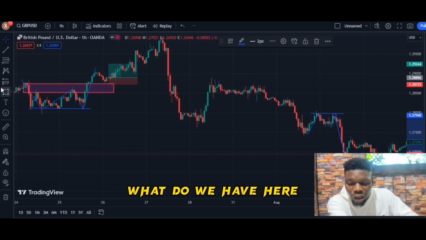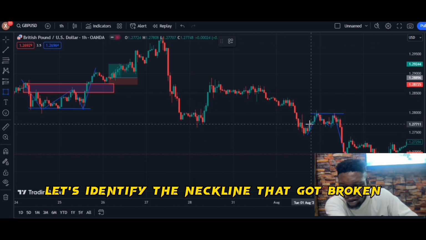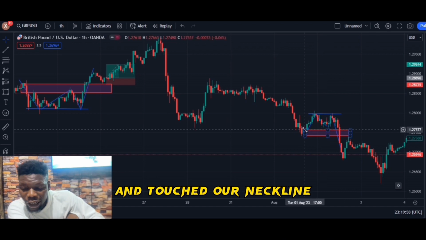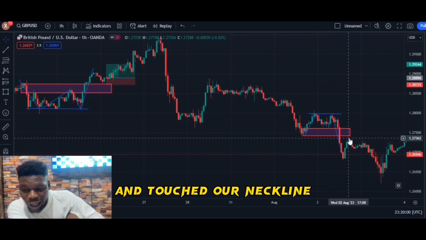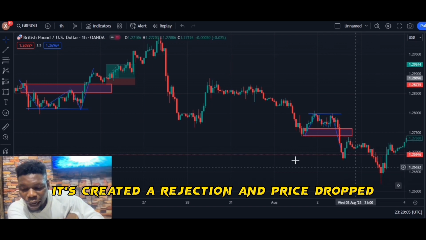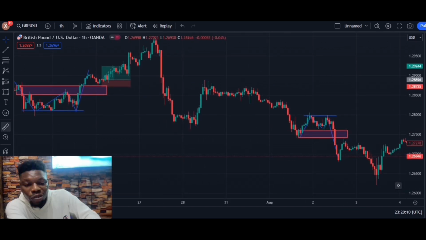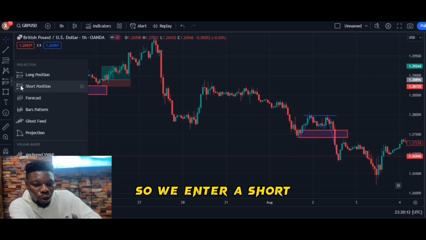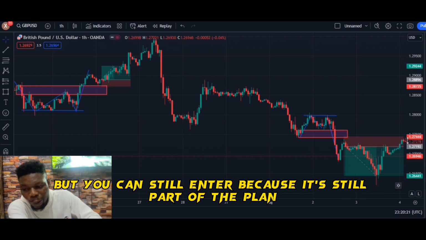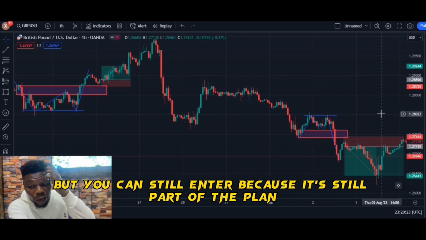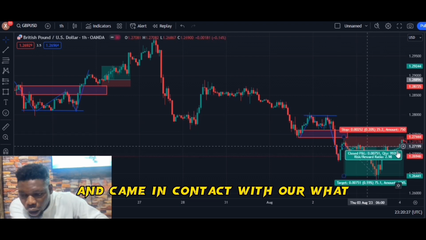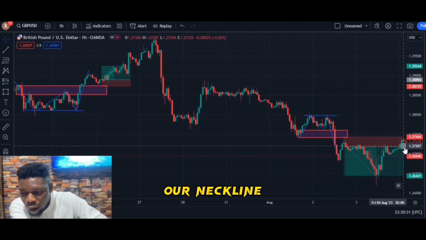What do we have here? Let's identify the neckline that got broken. You see, it came back and touched our neckline. It created a rejection. Understand? And price dropped. So it created a rejection and price dropped. So we enter a short. You can decide to enter or decide to leave it, but you can still enter because it's still part of the plan. You can see that a rejection happened and it came in contact with our neckline.